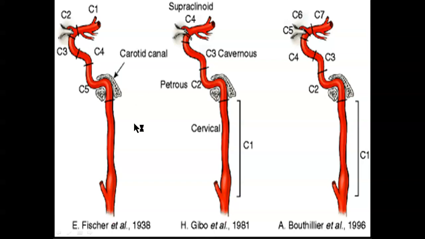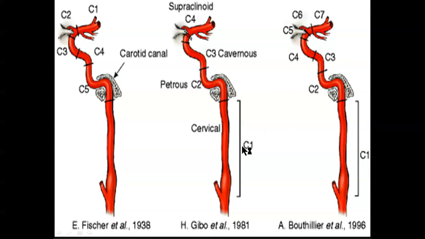So to summarize, for a quick recap, we have three classifications represented on this slide. The first one is the Fisher, who gave it in 1938. Now, the Fisher classification starts from head towards the neck, that is from C1, C2, C3, C4, C5. Whereas the other classifications start from neck towards the head, that is C1, C2, C3, C4, and C1, C2, C3, C4, C5, C6, C7 in the Boutelier classification.